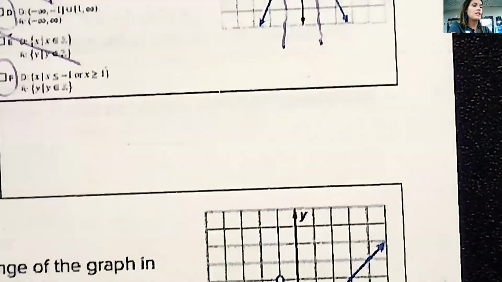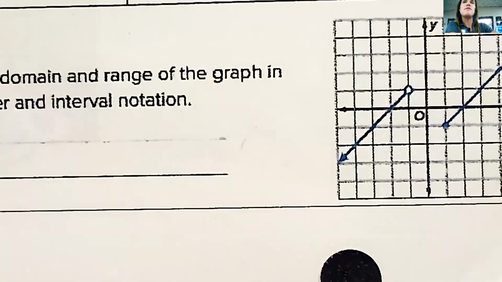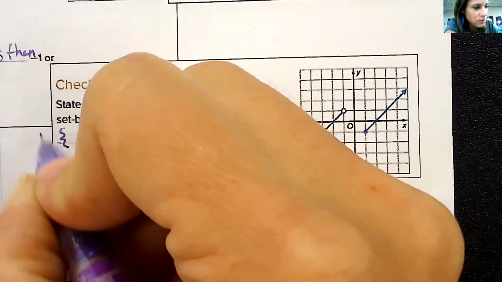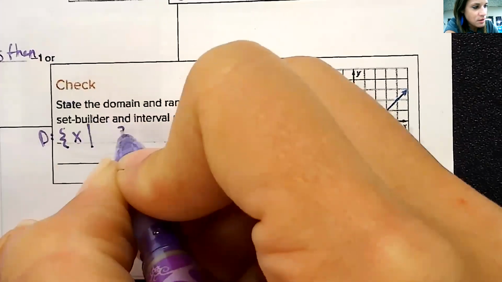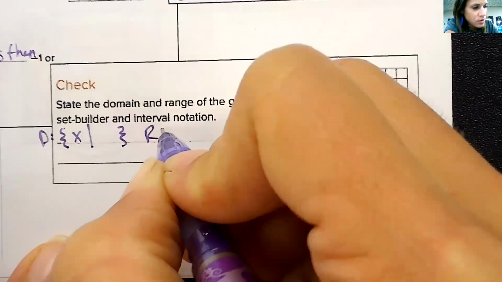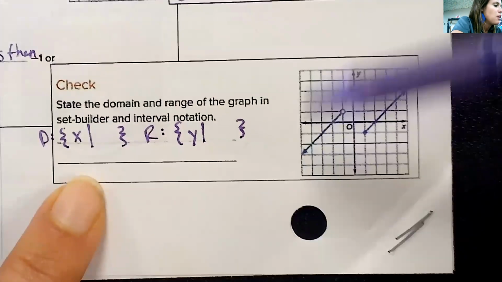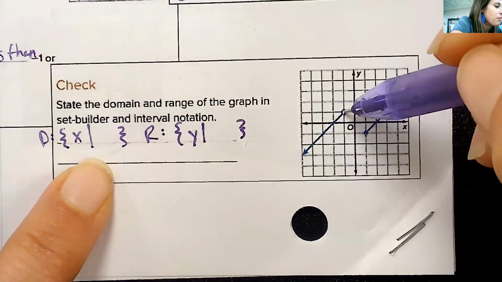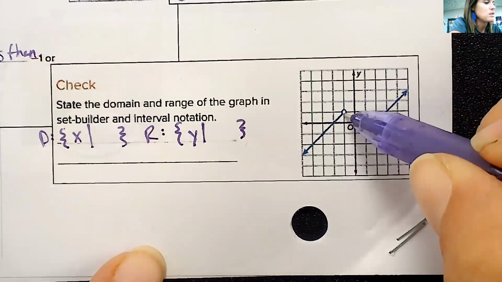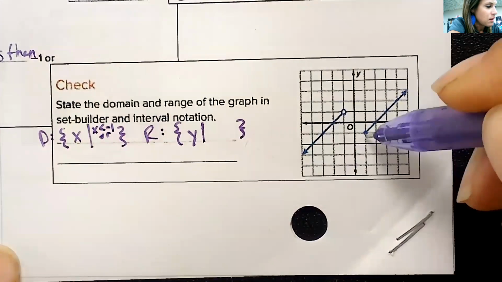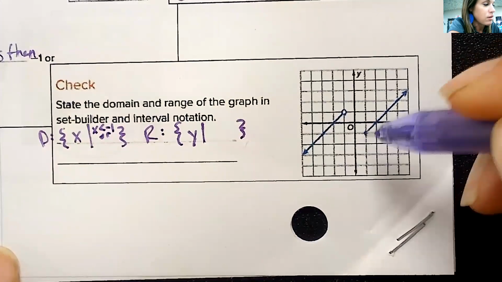State the domain and range in set builder and interval notation for this graph. All right, set builder. That's the squiggly brackets for the domain. X, the line, squiggly bracket to end it. The range, squiggly bracket, Y, a line, squiggly bracket. Let's fill that in. Oh, I needed more room because there's 2 branches. This one goes, X is less than -1 or greater than +1, greater than or equal to.